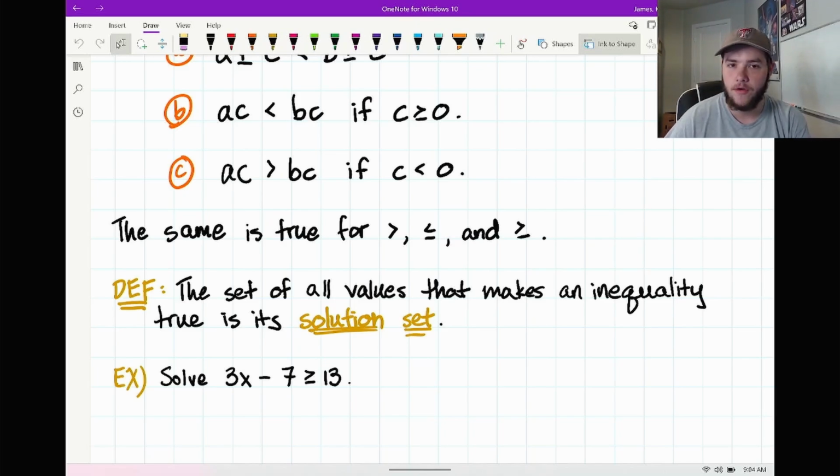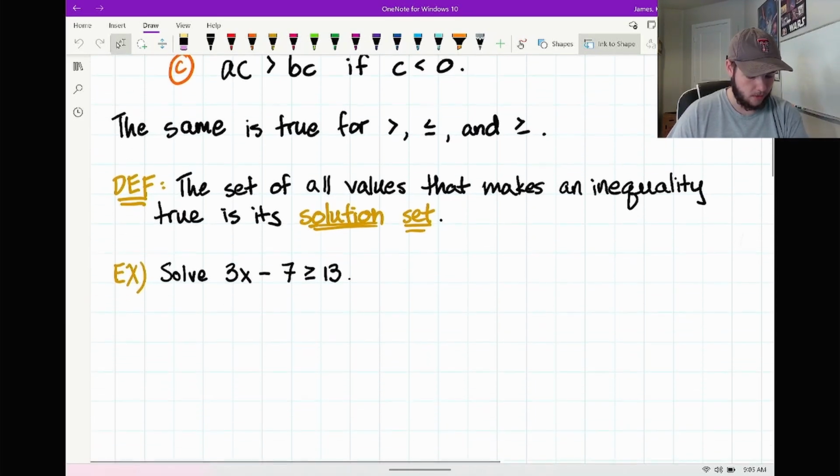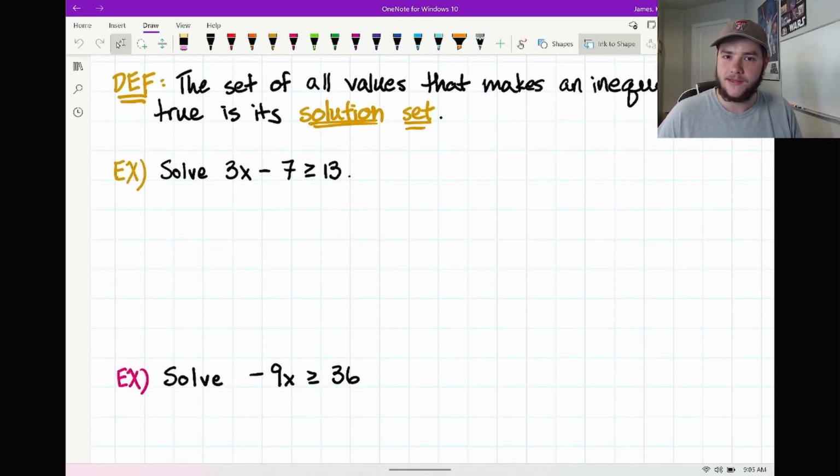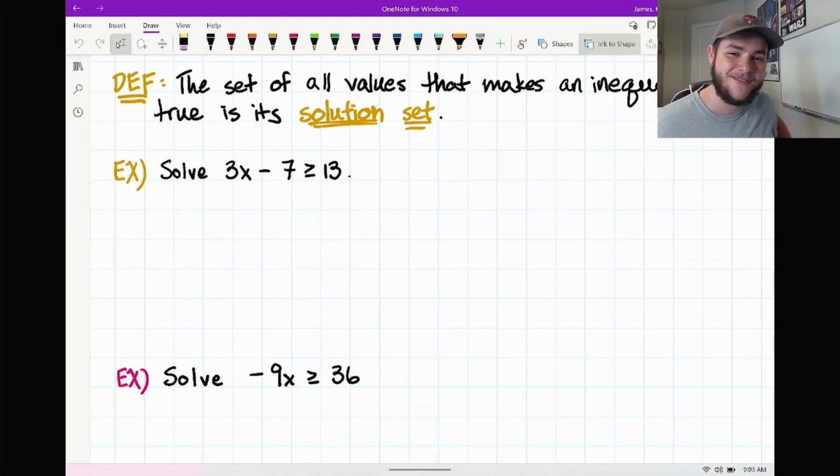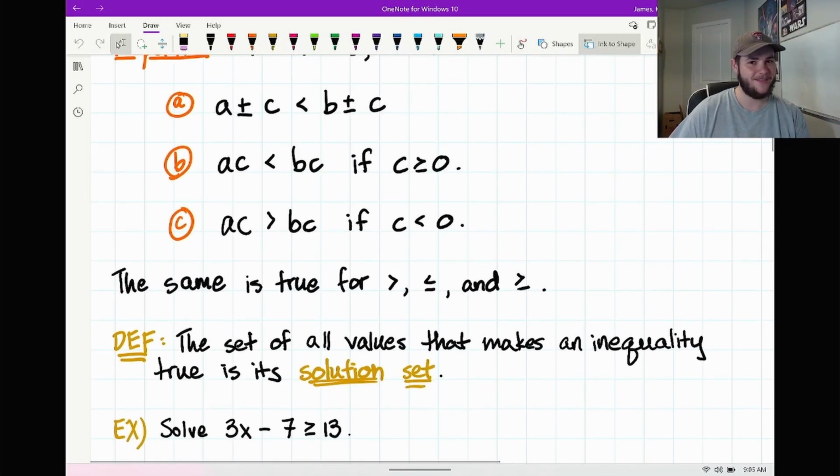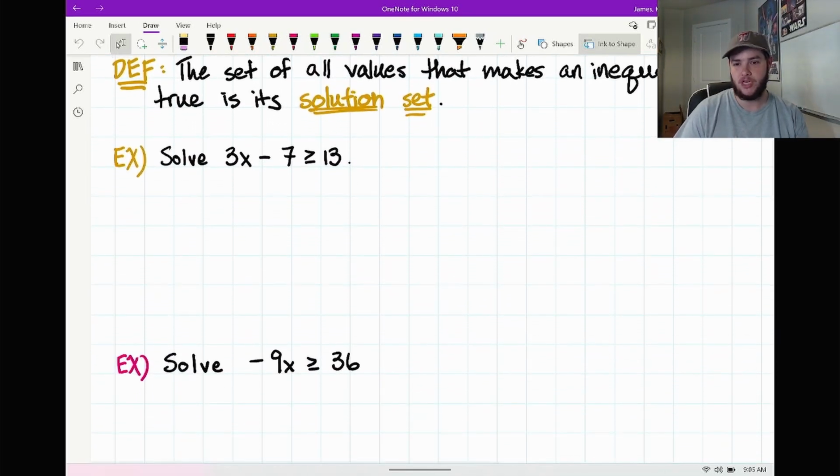The set of all values that make an inequality hold true is called its solution set. Let's find the solution set to this first problem: 3x minus 7 is greater than or equal to 13. The process for solving inequalities is exactly the same as for solving equations. I want to isolate my variable. The only thing I have to keep track of, though, are those properties up above. In this first problem, it's not going to be too much of an issue, because remember, adding or subtracting, multiplying or dividing by positive numbers all work exactly the same way as they do in equations.